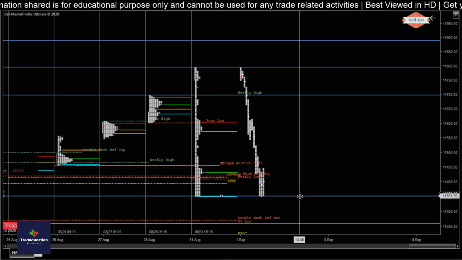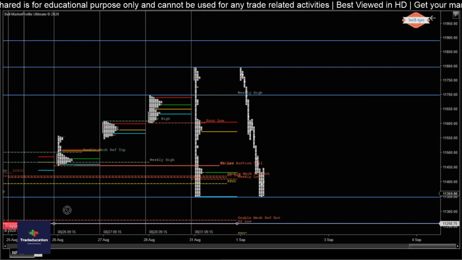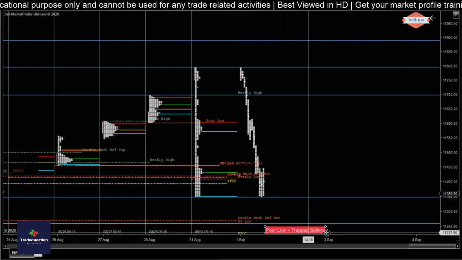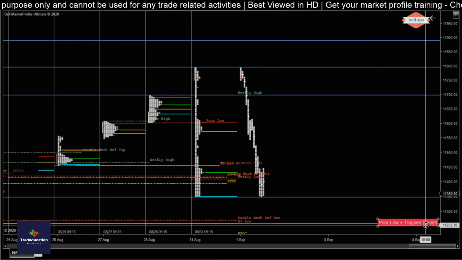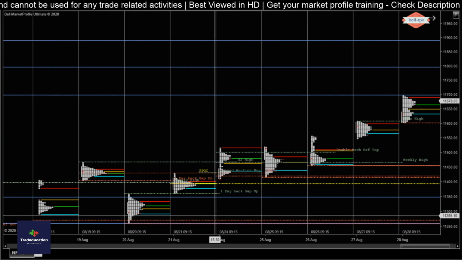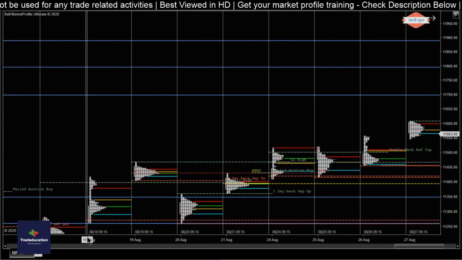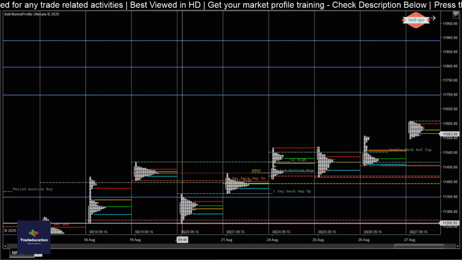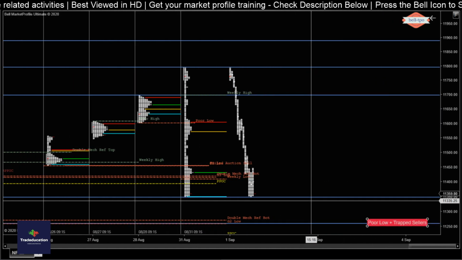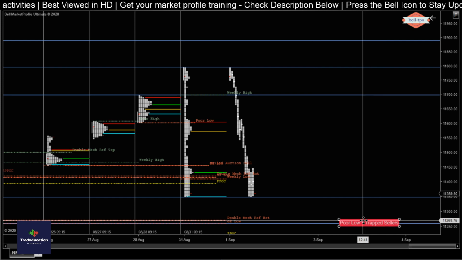Okay. One reference is the poor low. We also have trapped sellers plus poor low. So this is from the auction of 18th August and 20th August. So if you see exactly at the lows, a lot of anomalies, a lot of nuances are getting developed.